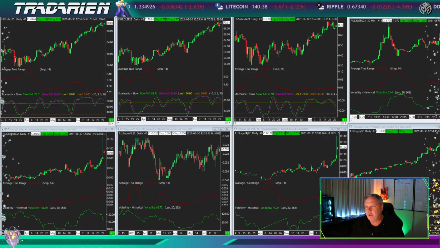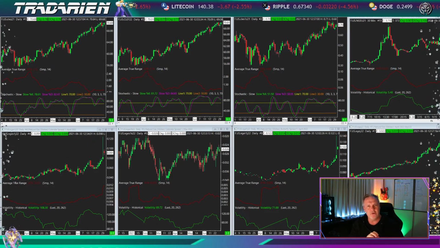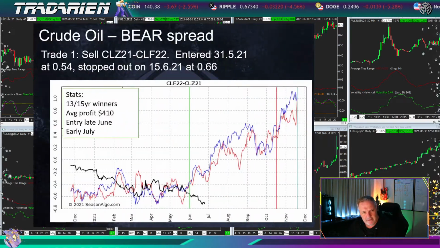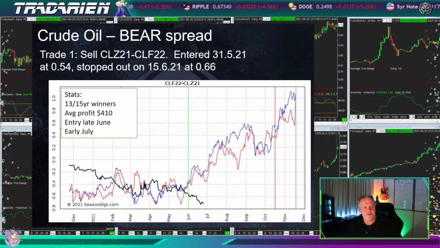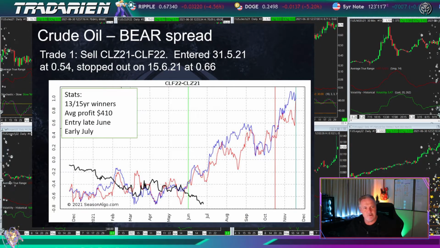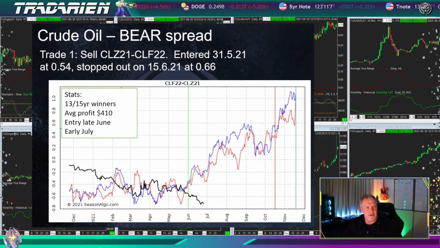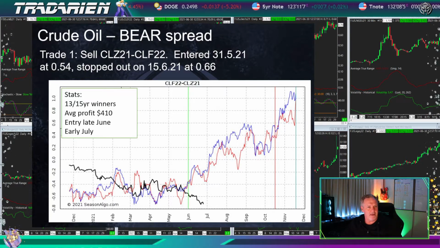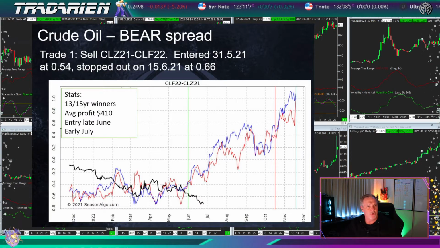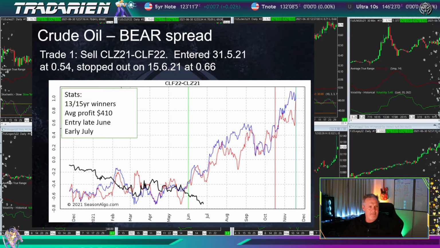Okay, first up we're going to have a look at crude oil, and then we're going to look at natural gas, and then we'll get on to the grains. What we're looking at first up is a very specific, exact trade. It's a bear spread in crude oil, selling December, buying January. Entered at the end of May, stopped out mid-June with a loss of $120 per spread. Let's have a look at this one.